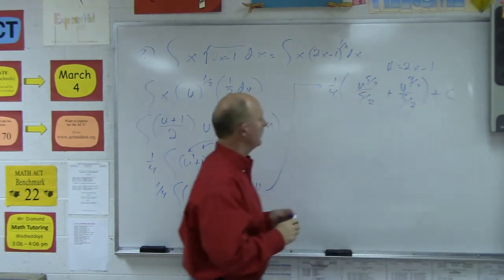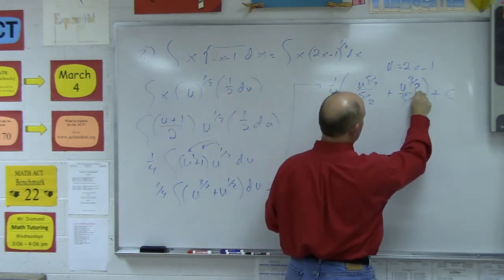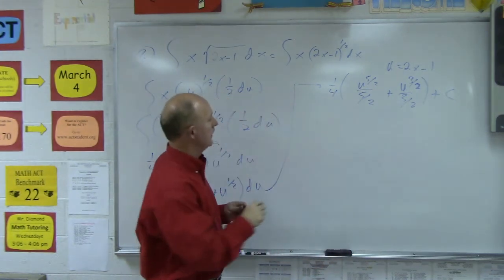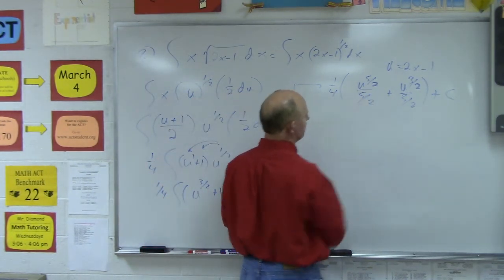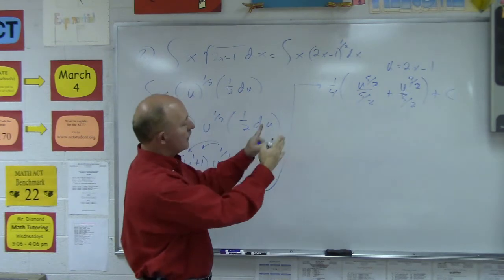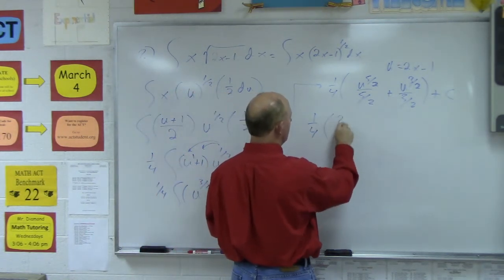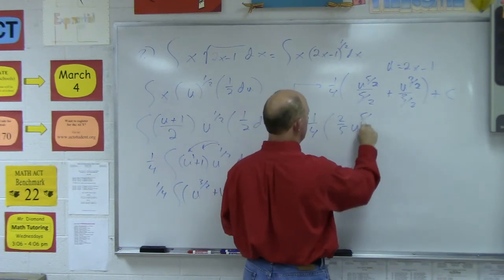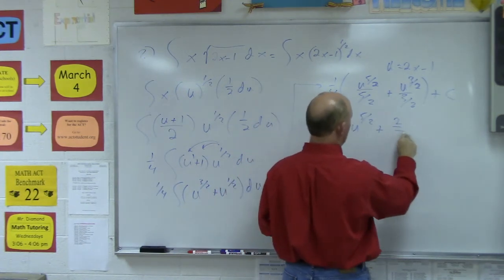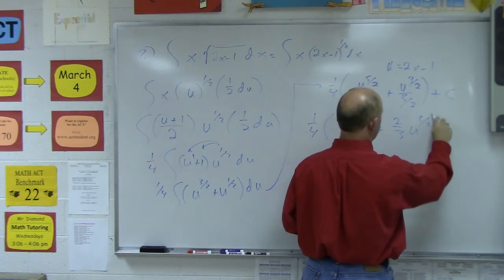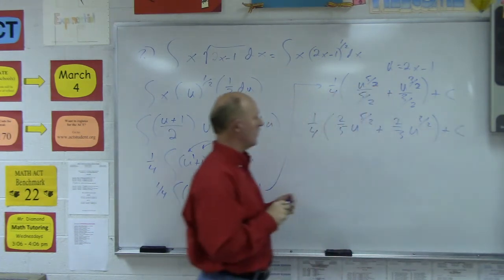Okay, plus our constant of integration. So hopefully you can read this okay. This is the 3/2 power, and this is the 5/2 power. Now, let's invert both of those fractions. Once again, we're just rewriting this as 1/4 times 2/5 u to the 5/2 plus 2/3 u to the 3/2 plus our constant of integration.